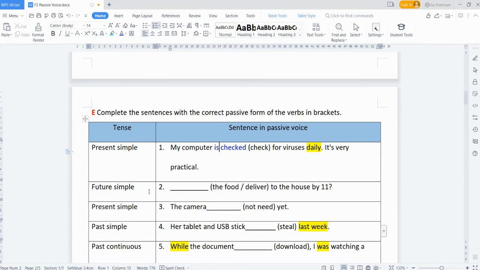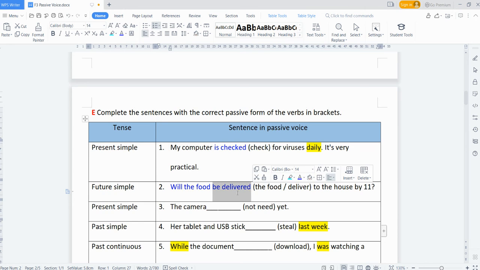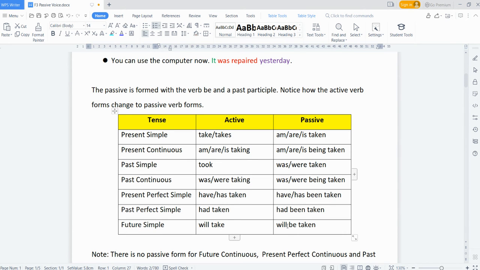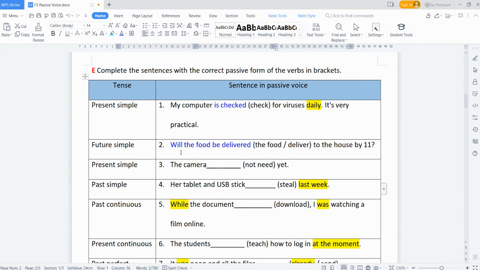Okay, number two. This one is in future simple. Okay, dia nak tanya makanan tu akan sampai pukul 11 ke kan? Okay, so the answer should be will, it should be in front, will the food, okay, be, mesti ada be kat depan, be delivered to the house by 11. Okay, you can see here, be delivered. Just like mentioned here, will be taken, will be plus past participle.